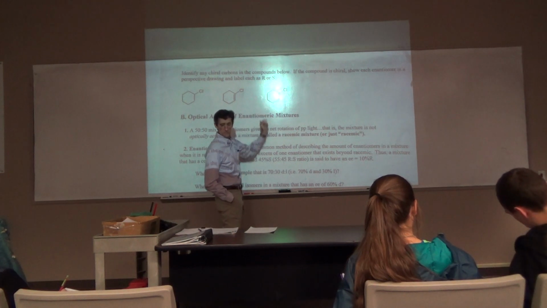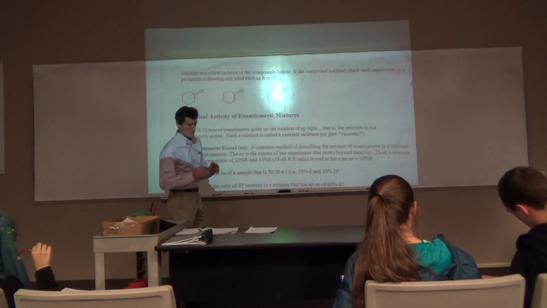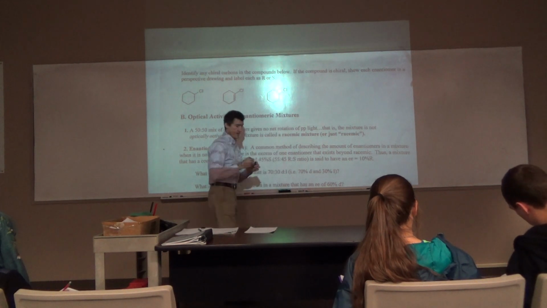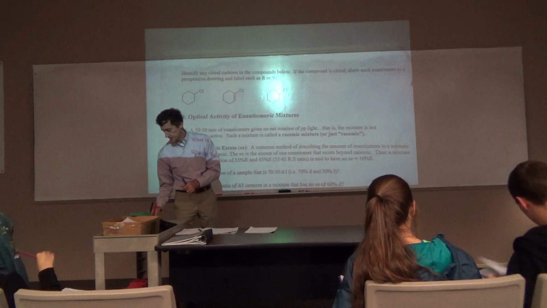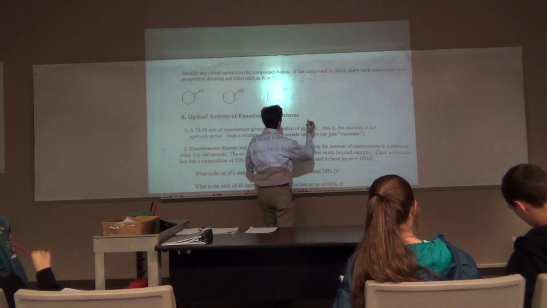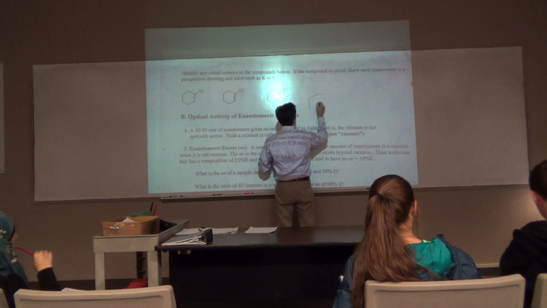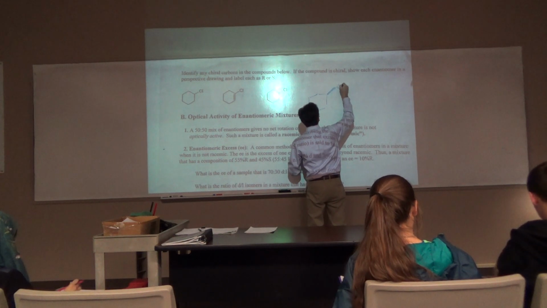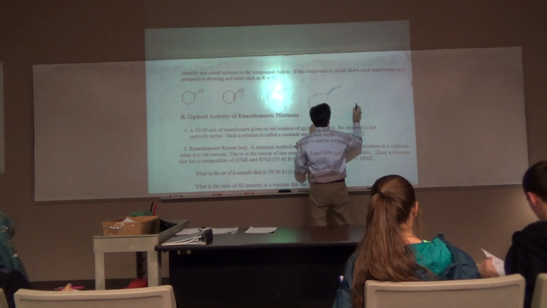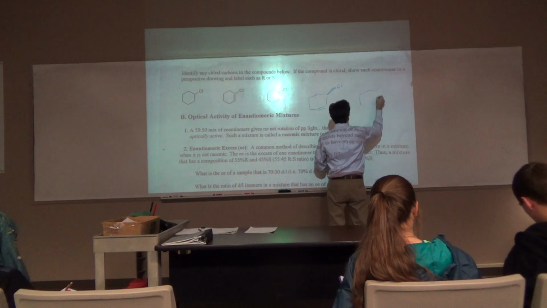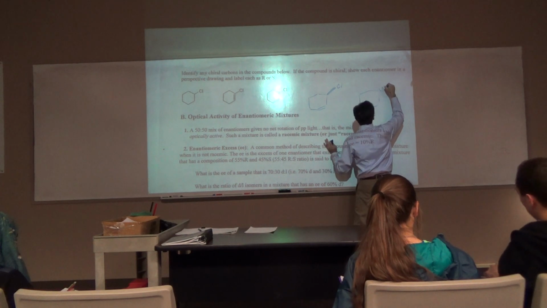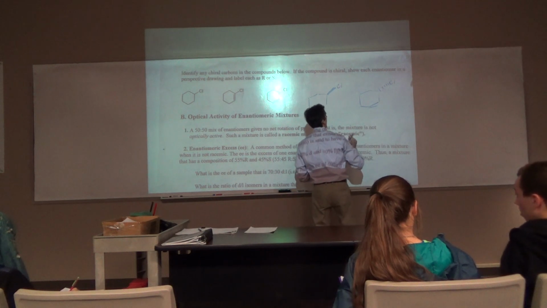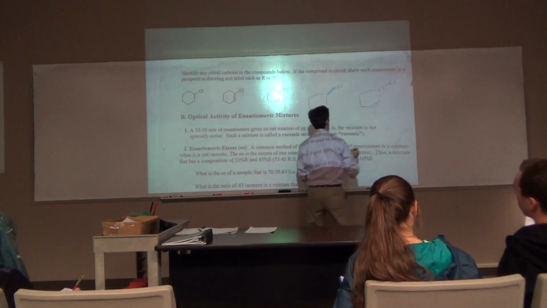How about this guy? Any chiral carbons? Yes, this compound here is chiral. That means it has two orientations or projections that it can have. We can draw these. Draw this forward, and we can also draw it back. And those are enantiomers.